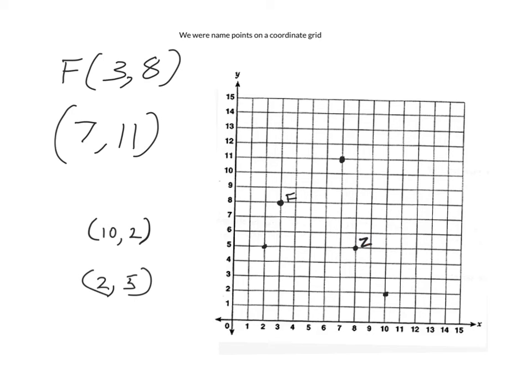Now let's take a look at this point here, Z. If we go down our horizontal axis or x-axis, it's an 8. And our vertical axis, our y-axis, is a 5. So our ordered pair is going to be (8, 5). I'm going to write it like this, Z (8, 5).